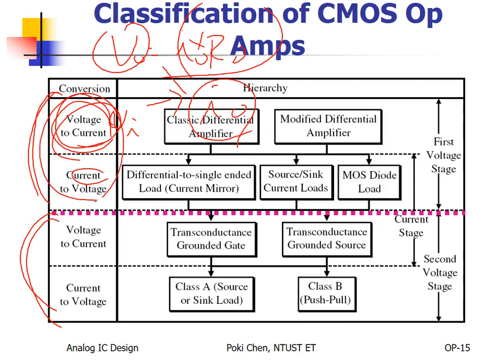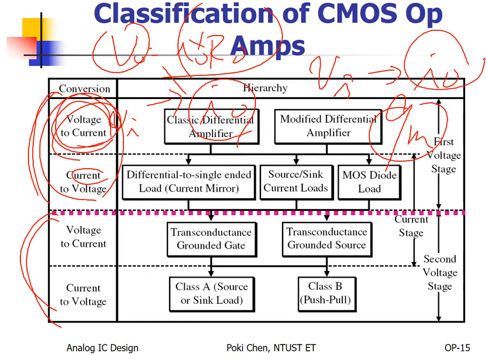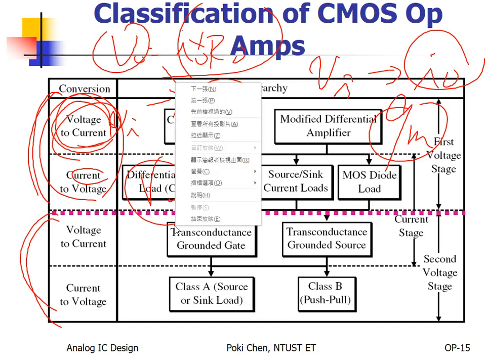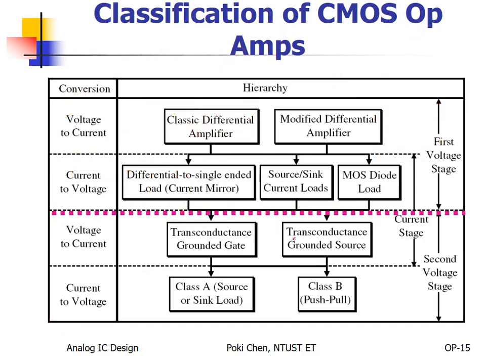Why do we need to emphasize this? The gain from VI to IO, we call it GM, transconductance. The larger the transconductance, the larger the output current. And then the larger RO, the larger the output voltage. So it means the overall voltage gain should be GM times RO. That's it. Very simple idea. To be a very good analog IC designer, you need to know this easy to understand concept.